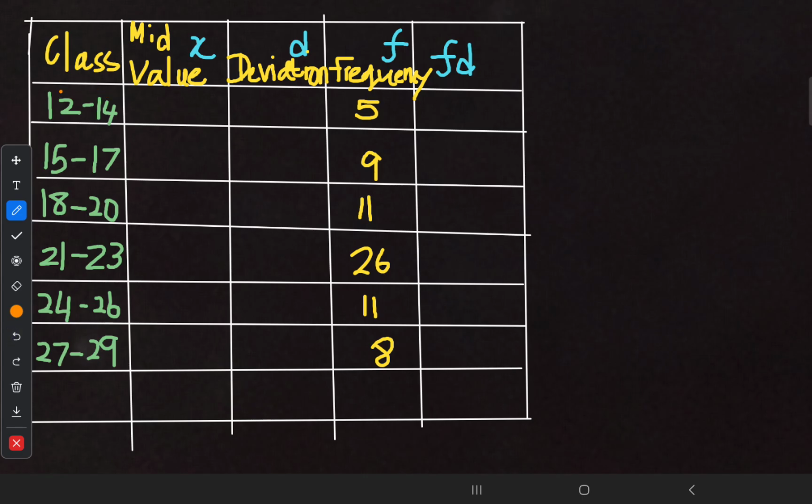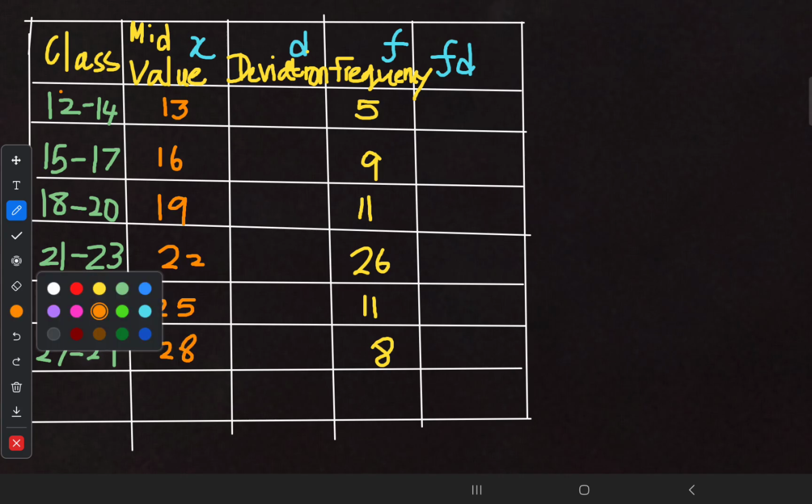That means 12 plus 14 will become 26. 26 divided by 2 will give you 13. Otherwise, think about it. These are easy questions to deal with because 15 and 17, what is the in-between value, the mid value between them? That should be 16. Next should be 19, then 22, then 25, then 28.